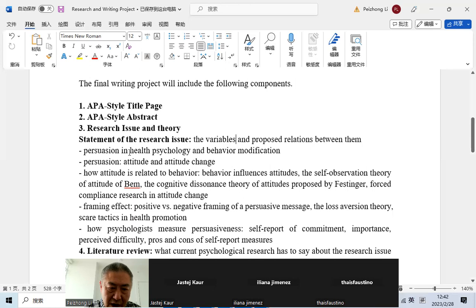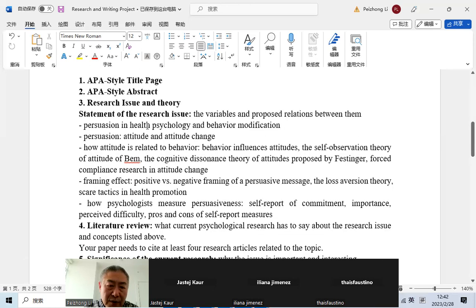First, the first concept is persuasion in health psychology. So we're studying persuasion. Persuasion is a key word. Which part of psychology studies persuasion? Anybody? No? Is it about memory? Is this topic discussing memory or biology or cognition or developmental psychology?